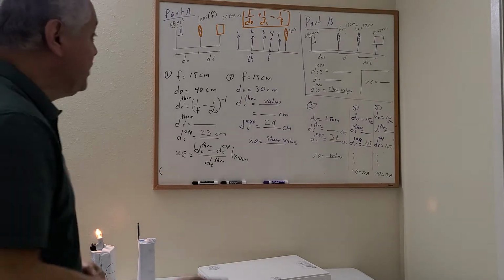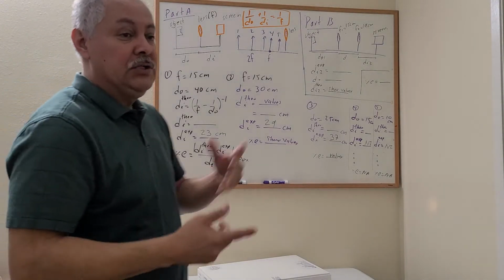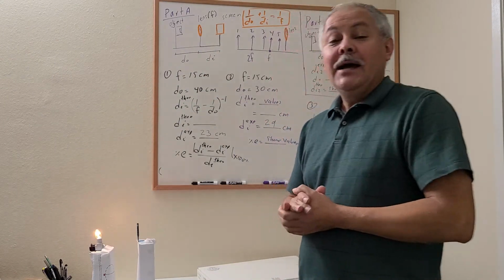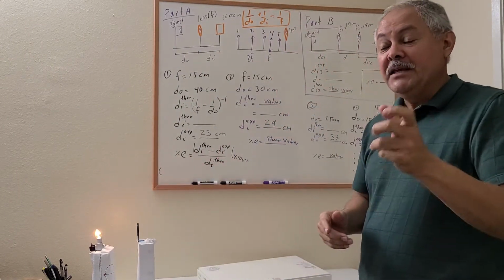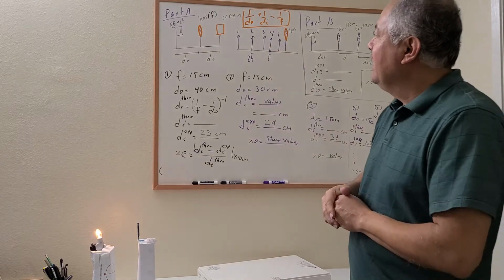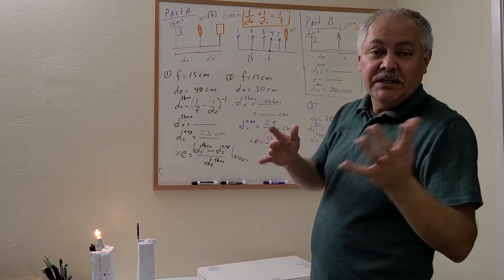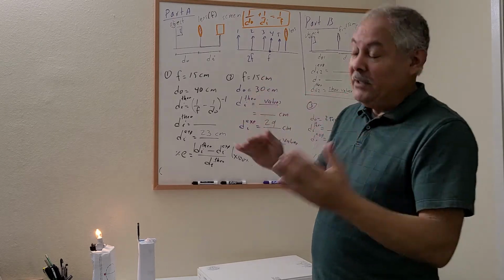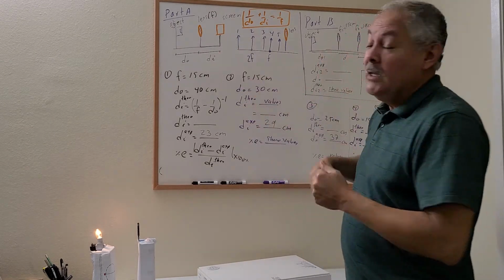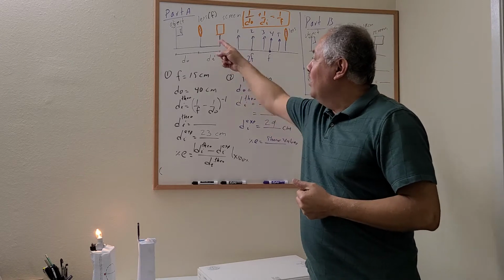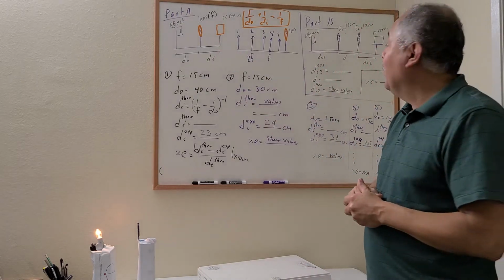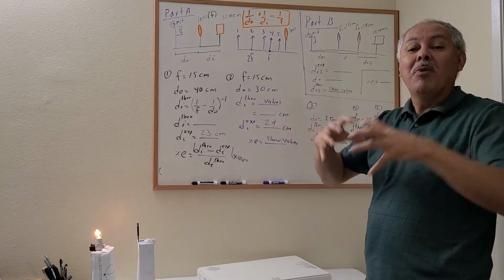Okay, let's go on the experiment on lenses. Today we are dealing with lenses. Let's try to find the image of an object using a lens. Today we have two parts, part A and part B. In part A we have only one lens, and in part B we have two lenses, a combo.